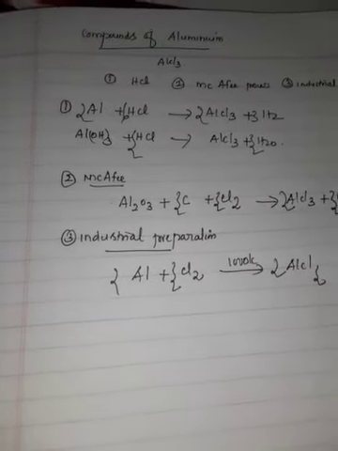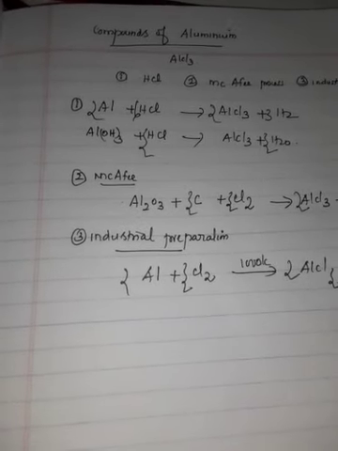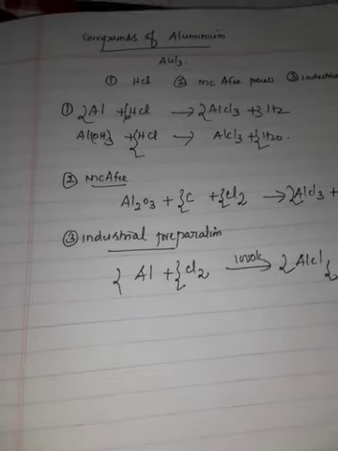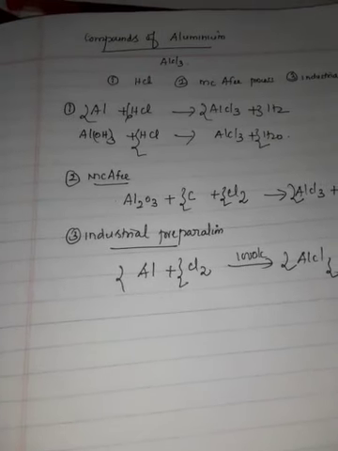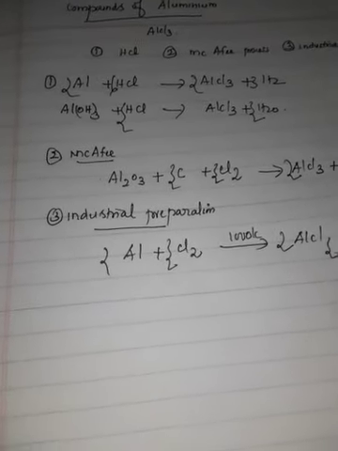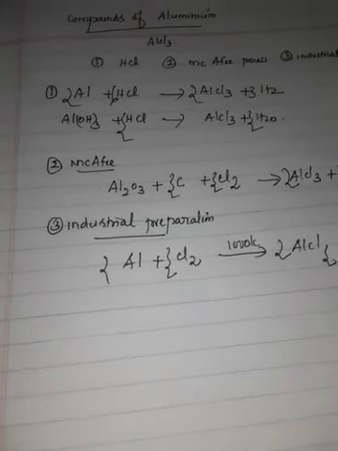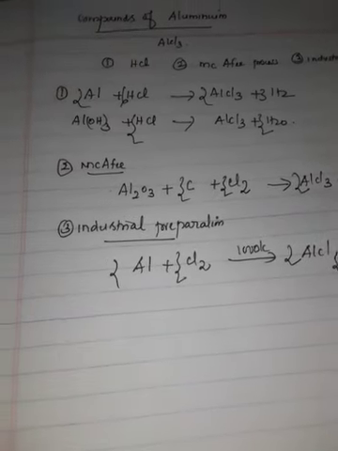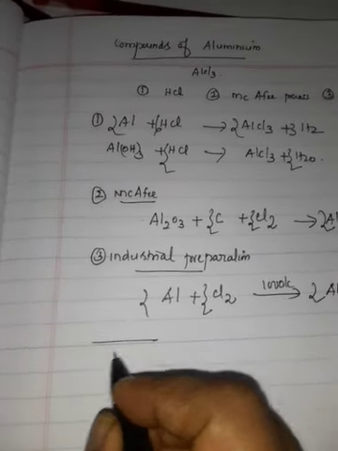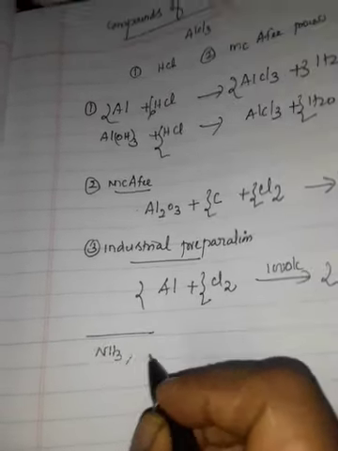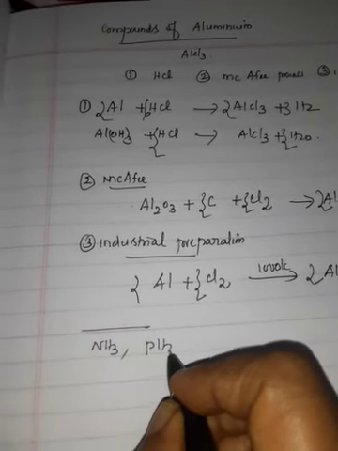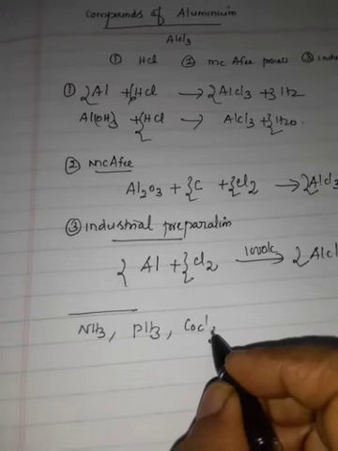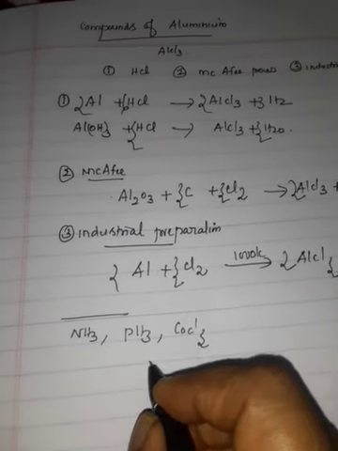It is a colorless, hygroscopic substance. It behaves as a Lewis acid. Lewis acid means electron deficient, that is, an acceptor of electrons. So with compounds like ammonia, phosphine PH3, carbonyl chloride, aluminium chloride forms addition compounds.